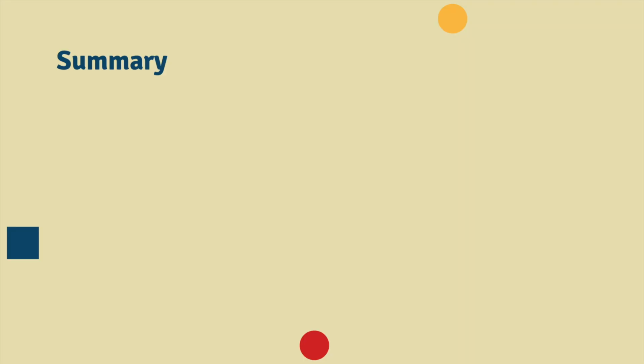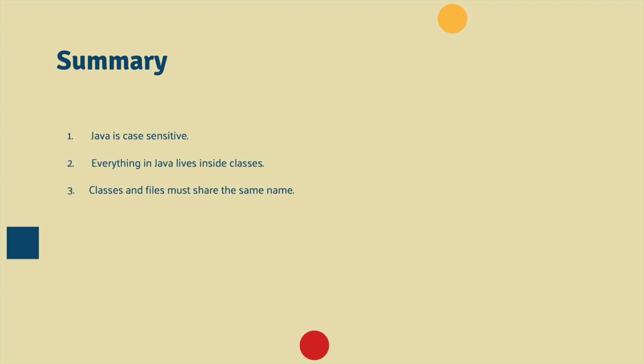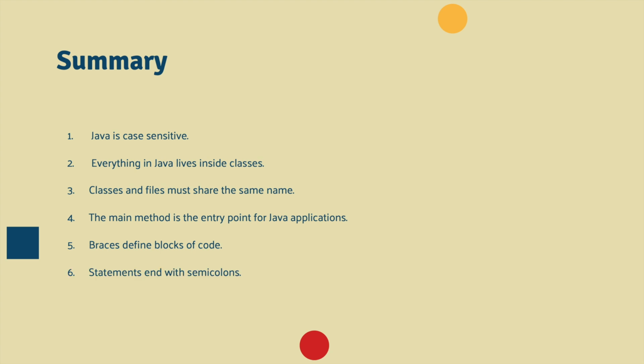So there you have it, your first Java program broken down piece by piece. Let's quickly recap what we covered. Java is case sensitive. Everything in Java lives inside classes. Classes and files must share the same name. The main method is the entry point for Java applications. Braces define blocks of code. Statements end with semicolons. Methods are called using the object.method(parameters) syntax.